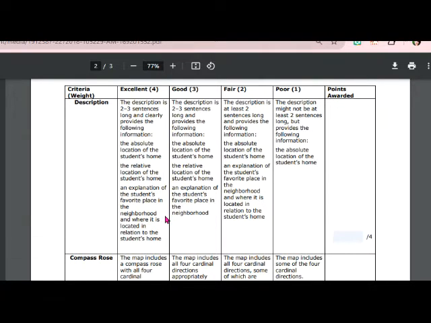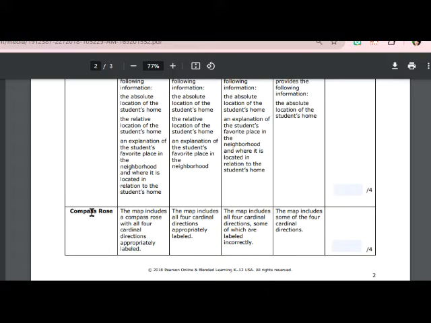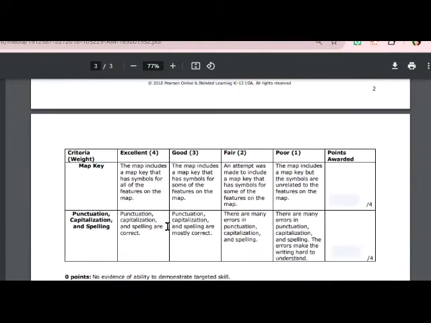So that's just talking about where you would go or what you would do to get from your home to your favorite location. The map must also include a compass rose with all 4 cardinal directions appropriately labeled. So that's your north, south, east, and west. You must have a map key. The map includes a map key that has symbols for all of the features on the map. And double check that your punctuation, your capitalization, and your spelling are all correct.